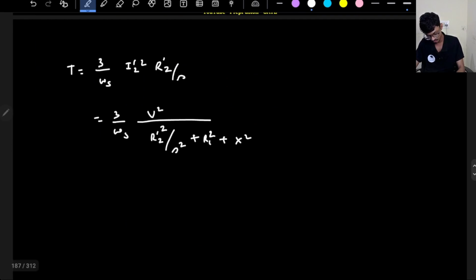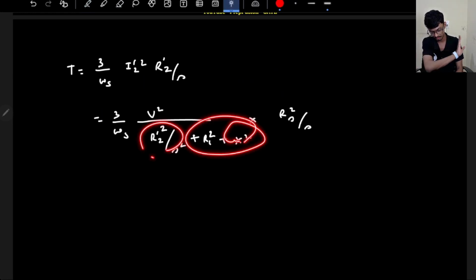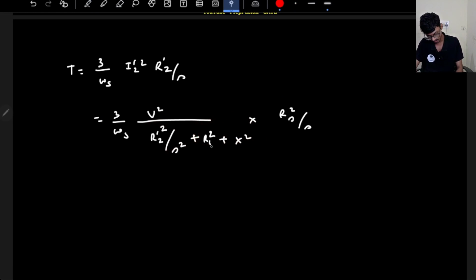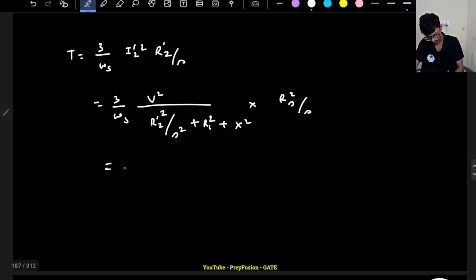It is a low slip region. In low slip, this term will be dominating irrespective of the other values, right? So I can directly write here, this will be basically 3 upon omega s into V square divided by R2 dash, sorry, not square, R2 dash basically. That's why you don't need to memorize all those formulas. Without formulas also we can directly derive it in the exam hall itself, right?